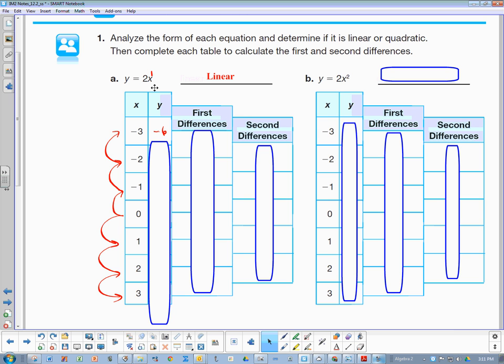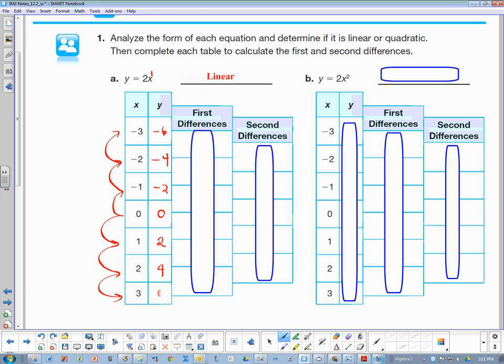Okay, when we plug the next one in, 2 times -2 is -4. Okay, and we can kind of finish this out. This is going to be -2. And then 0 times 2 is 0. 1 times 2 is 2. 2 times 2 is 4. And 3 times 2 is 6. Okay, it's time to find first differences.